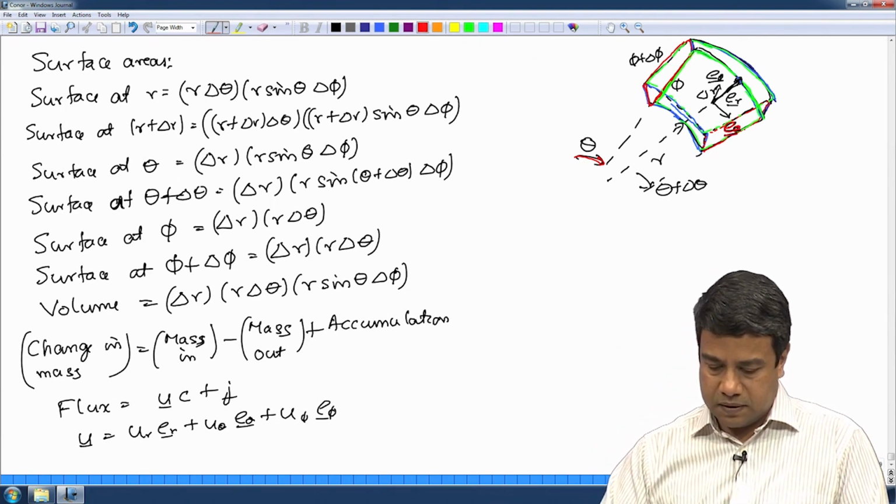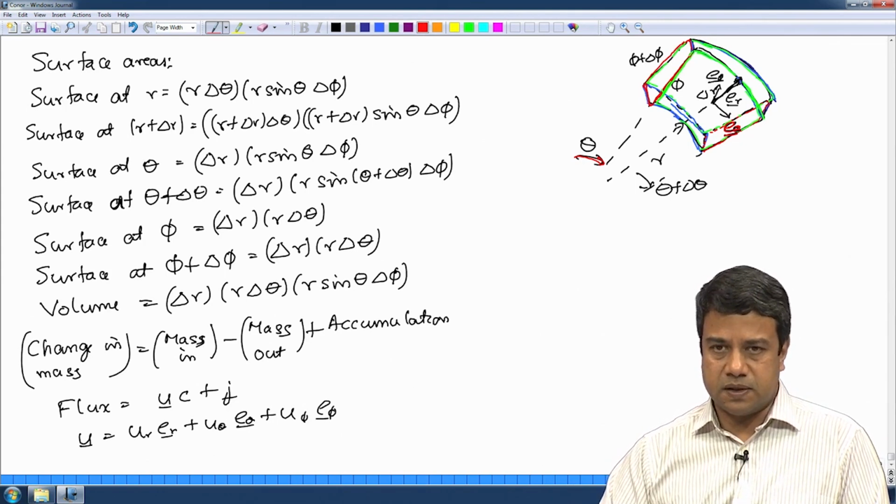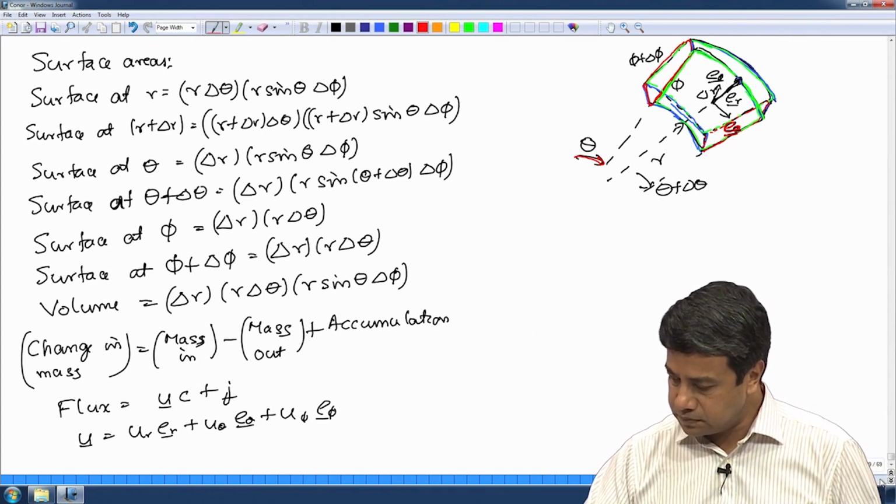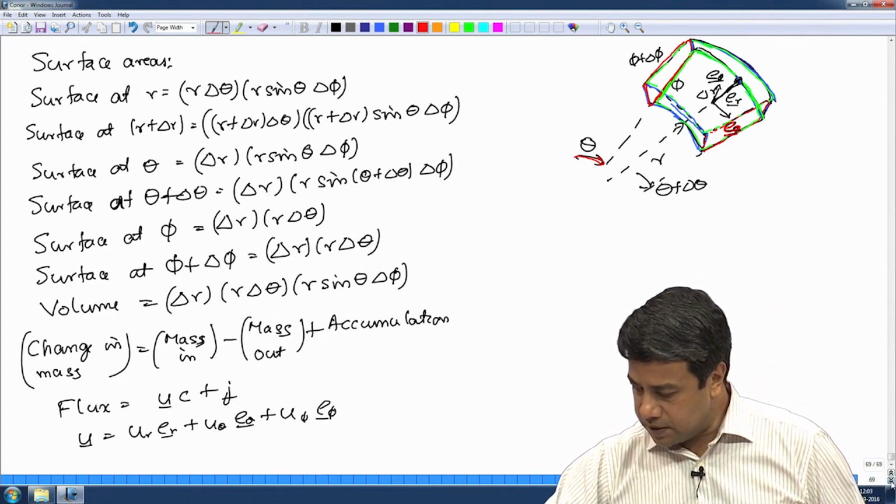And e_phi. So I have to decompose these into different components and then write the fluxes times the surface area at each of these. So let us proceed.